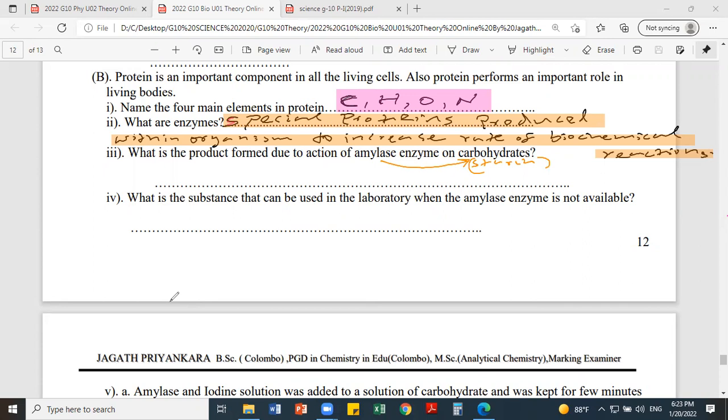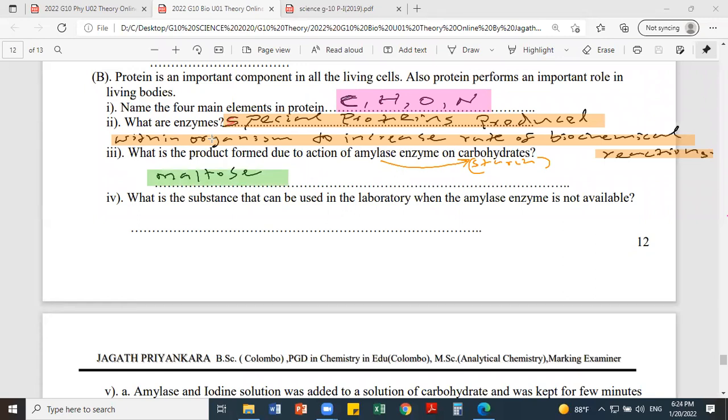When amylase acts on starch, what is the product formed? Any volunteers? Yes, Rohini? Maltose. Very good, Rohini. The answer is maltose. For example, when you bite some rice inside your mouth for a few minutes, you get a sweet taste because of the conversion of starch into maltose.